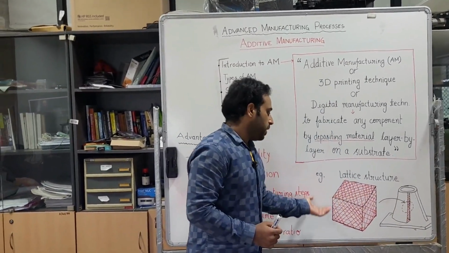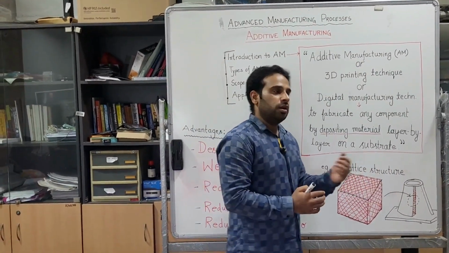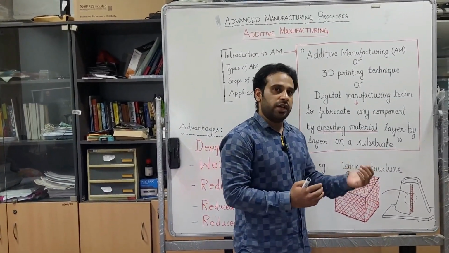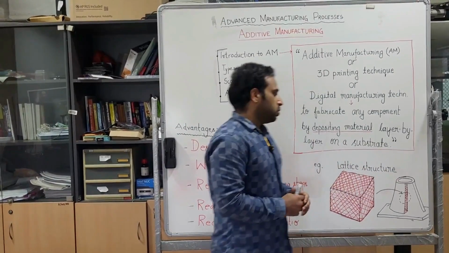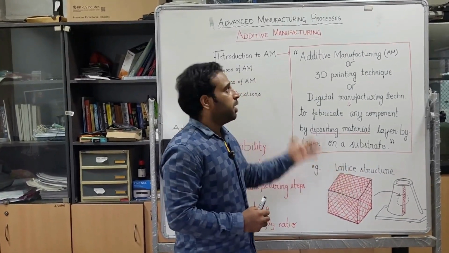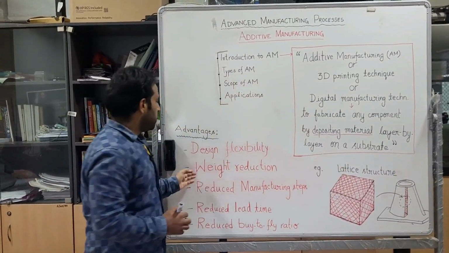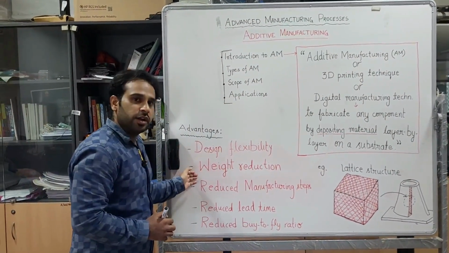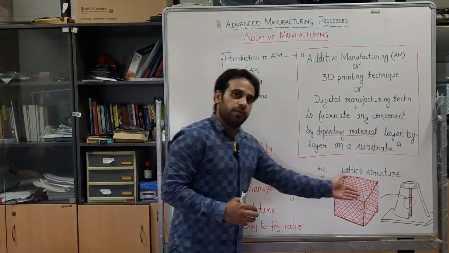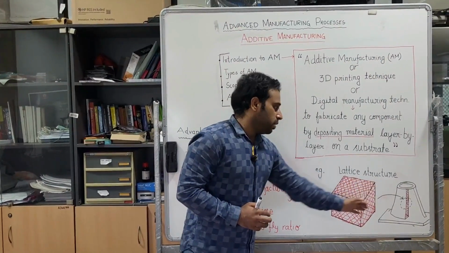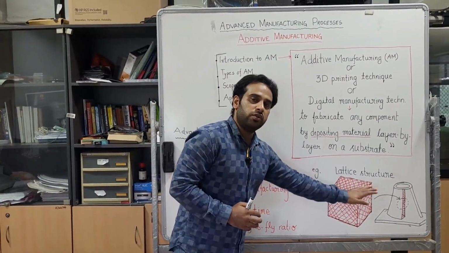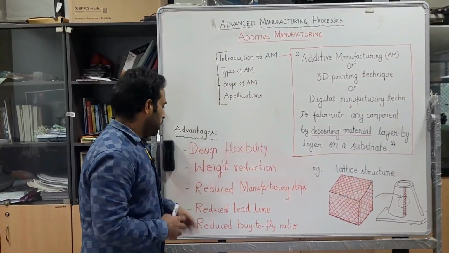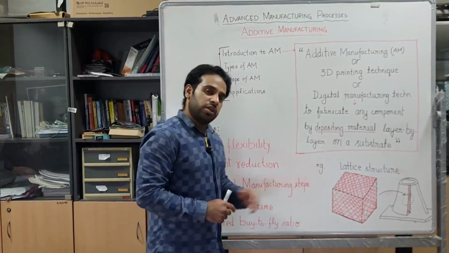And by introducing this kind of lattice structure, we can introduce a specific directional strength to the component. So this kind of complex geometry can be built by additive manufacturing. Second, we will talk about the advantage of weight reduction. As we understood here, by making the component in this manner, we can ultimately reduce the weight of the component. Also, we can reduce the manufacturing steps.